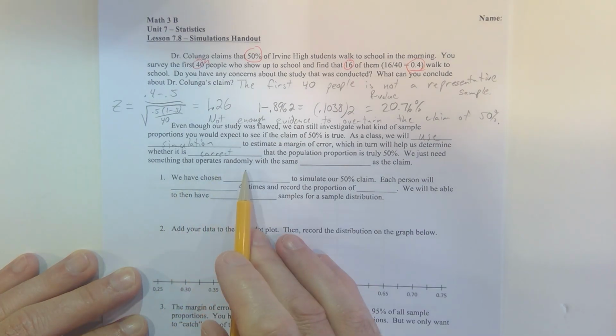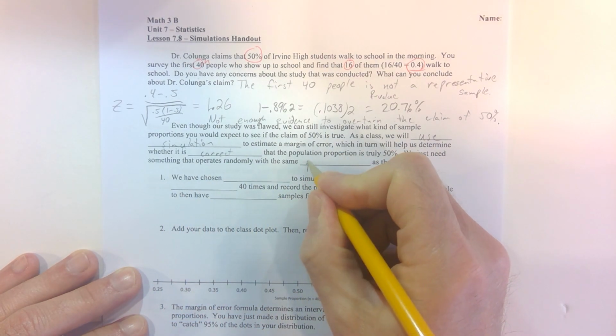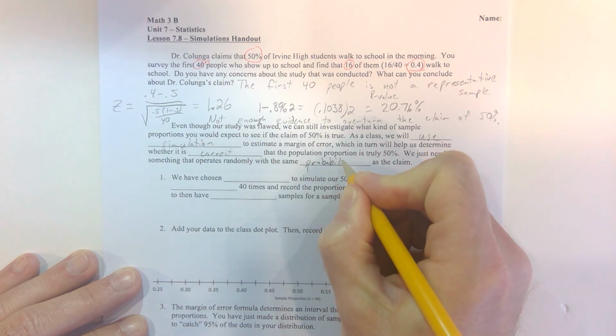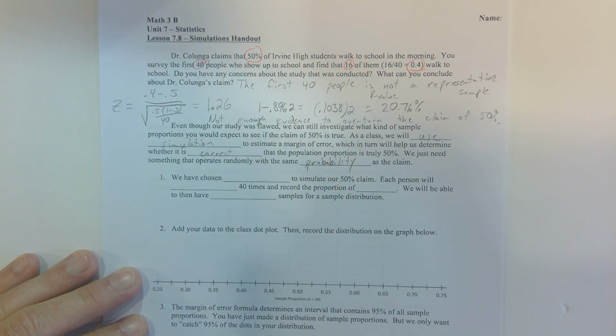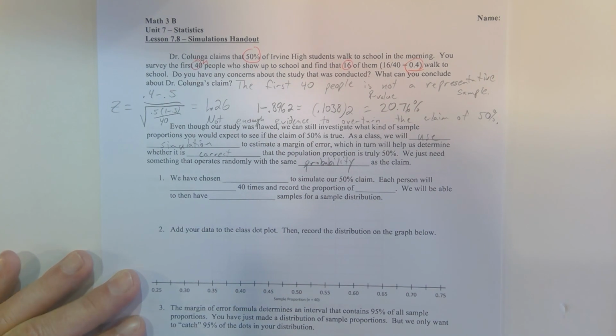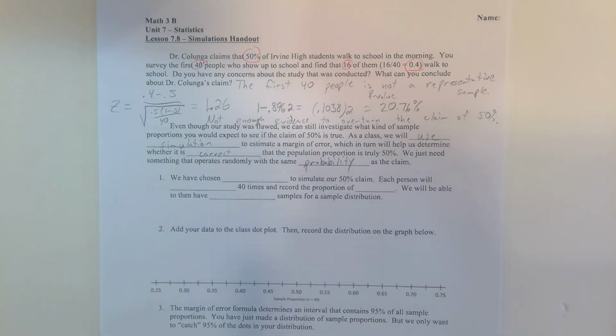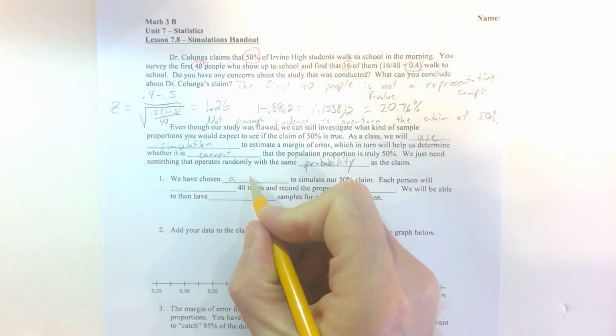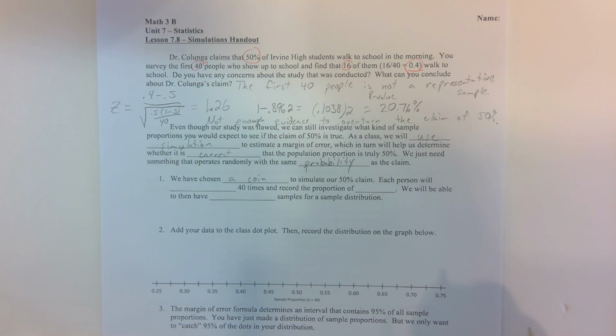We just need something that operates randomly with the same probability as the claim. So what can we come up with that has a random chance of 50%? The obvious thing would be, hey, how about a coin? You flip a coin, two sides, 50-50 chance. So we might choose to use a coin to simulate a 50% claim.